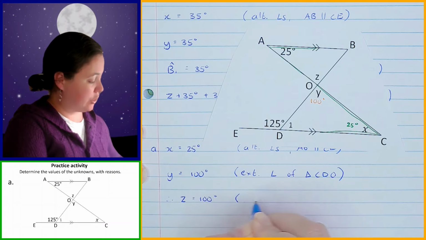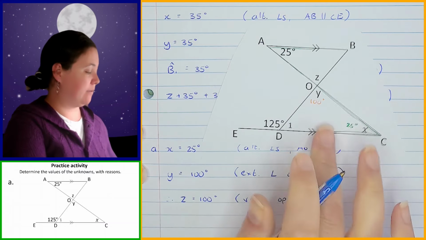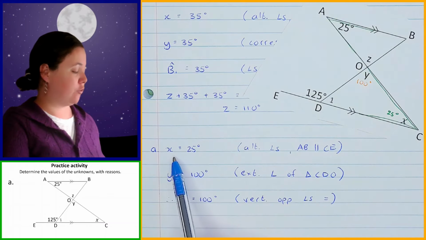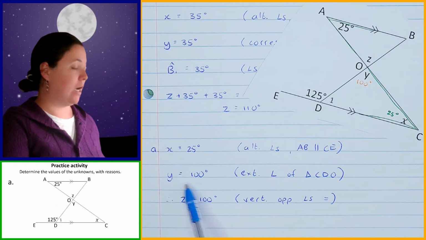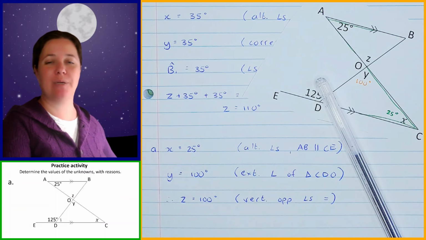And my reason is going to be because vertically opposite angles are equal to each other. So I now know that Z is 100 degrees. So in this example, you should have got that X is 25, Y is 100, and Z is also 100. Okay, let's go on to question B.